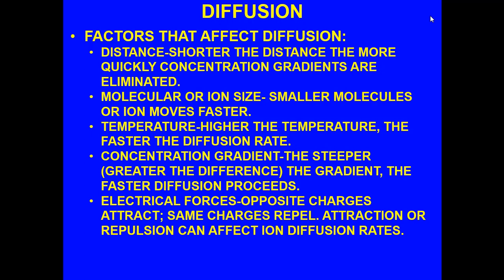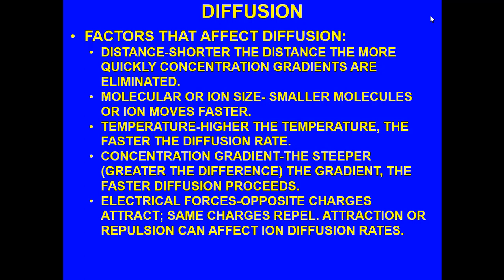Temperature: the higher the temperature, the faster the diffusion rate. Concentration gradient: the steeper, that is, the greater the difference for the gradient, the faster diffusion proceeds. So if you've got one little area that's got an extremely high concentration and the rest of, let's say, the room has no concentration, that's a very steep, great difference. And so the molecules will travel faster throughout the entire space of that room.